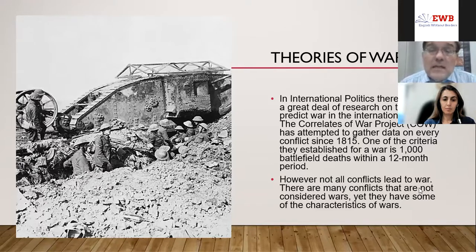One of the criteria they established for a war is 1,000 battlefield deaths within a 12-month period. So they examined another criterion: what exactly is a war? Because war is a term that's often misused, and things are called wars that are really more like skirmishes or cross-border raids. There's not really a systemic level of hostilities. So to really consider a conflict a war, there has to be 1,000 battlefield deaths within a 12-month period.